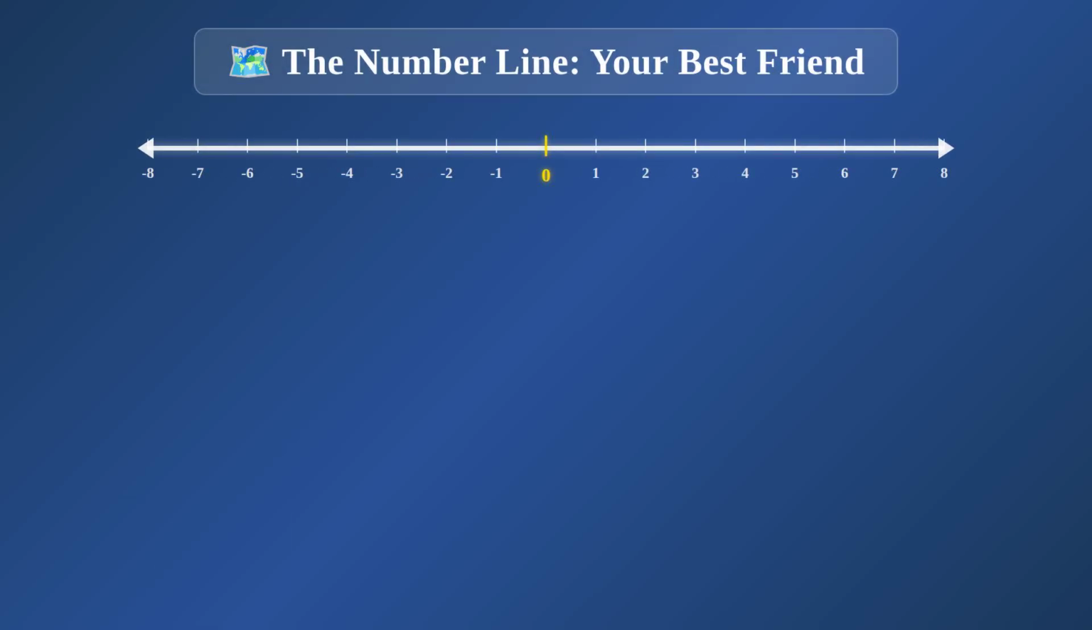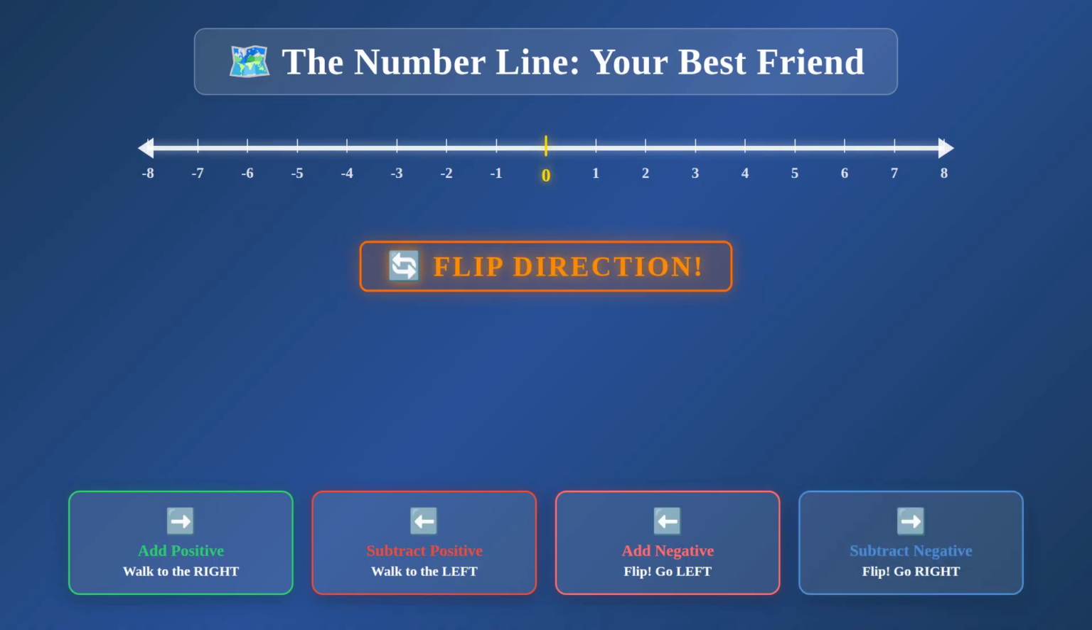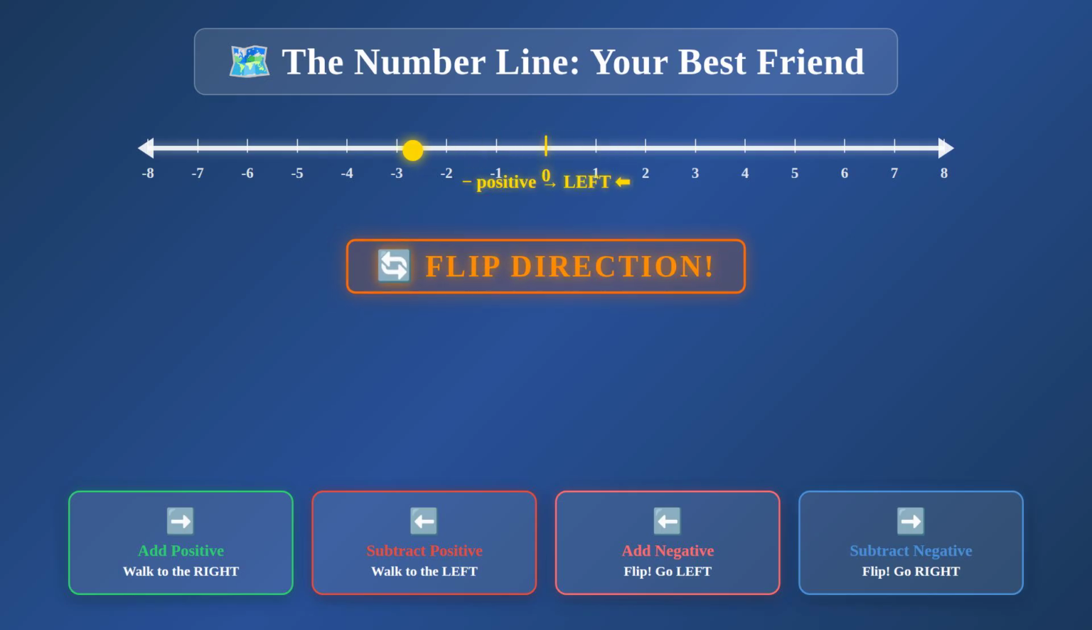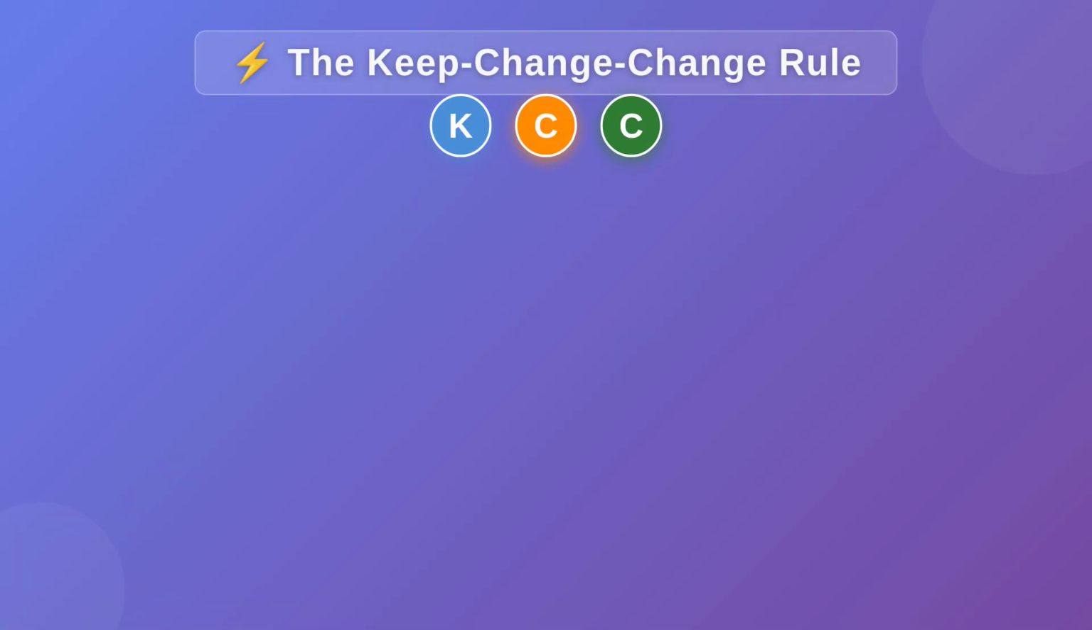Here's your most powerful tool for negative numbers, the number line. Think of it like a sidewalk stretching in both directions from your house at 0. When you add a positive number, you walk to the right. When you subtract a positive number, you walk to the left. Now here's the twist. When the number is negative, you flip your direction. Adding a negative means you actually go left. Subtracting a negative means you go right. Don't worry, we'll see exactly how this works with real examples coming up.